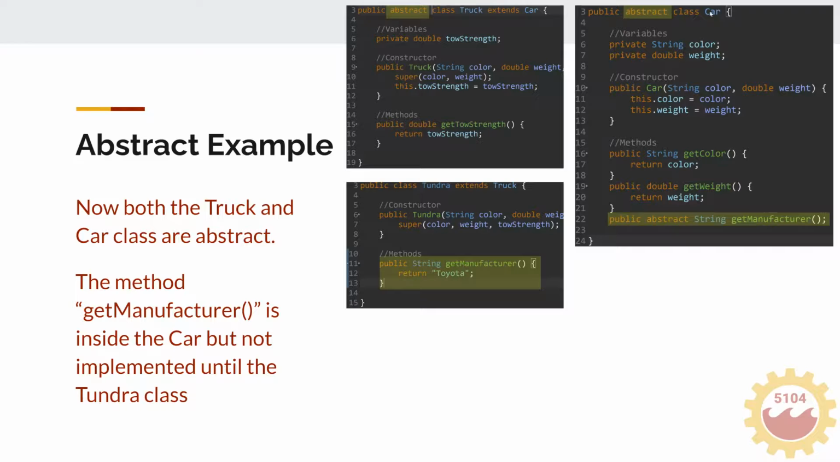But now if I try to make a new car, it just won't let me. Same for the truck. This is just trying to give you a good example. I made the truck abstract because the truck isn't going to implement getManufacturer. Now I have another class called Tundra, which extends the truck, and it has a constructor, and this implements getManufacturer. So I can make a Tundra, but I can't make a truck or a car, if that makes sense.